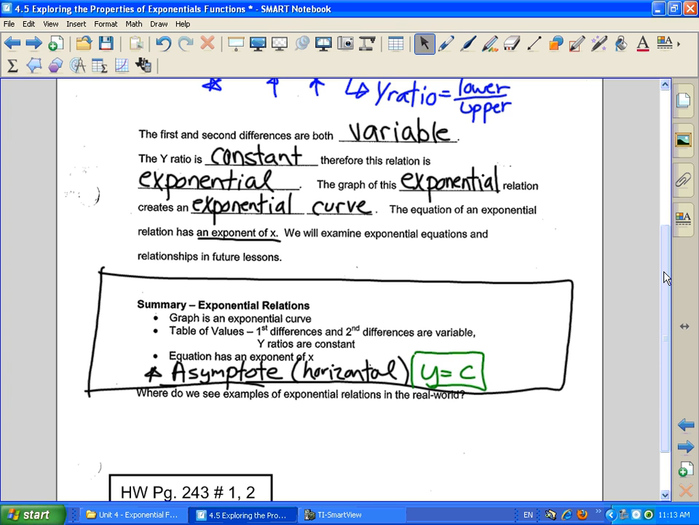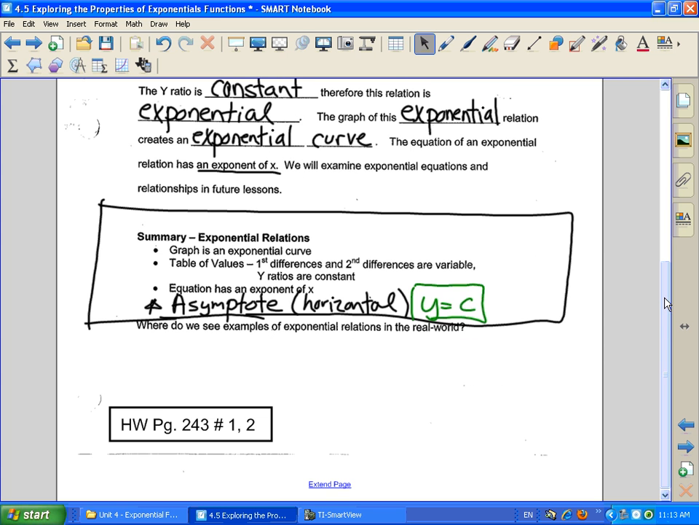All right. The other part we have to remember for exponential relations is the table of values. The first and second differences are variable, but the y ratios are constant. And the equation has an exponent of x.